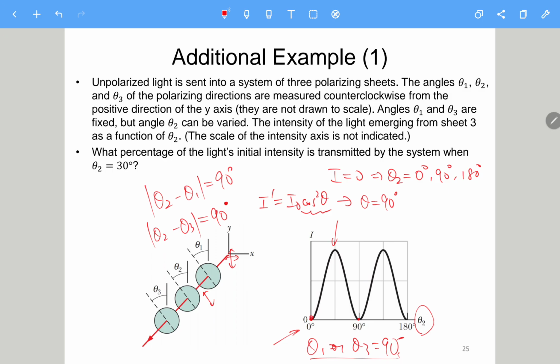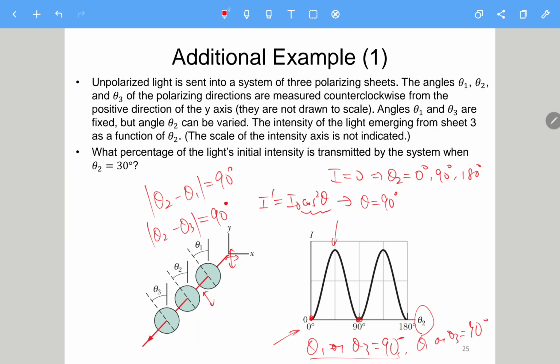The next thing is, if one of them is 90 degrees, it is not enough, because we still need this point to be 0. If this point needs to be 0, then theta 1 or theta 3 should also be 180 degrees or 0 degrees. But this is actually the same thing, so maybe you just let it be 90 degrees.